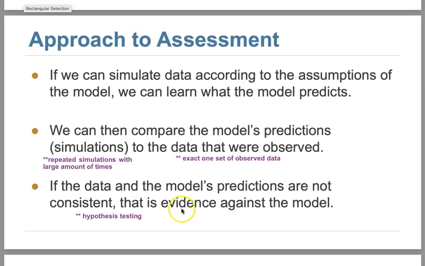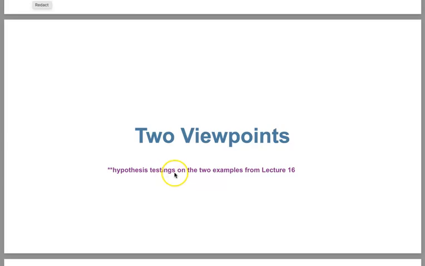If there is evidence against the model, we either need to reject the model, or we can modify the assumption. Then you need to redo the simulation and see the result again. So that's the assessment of the models. Usually in hypothesis testing we have two viewpoints. One is the model, one is the alternative. According to the model, we will see whether we can accept the alternative or not.